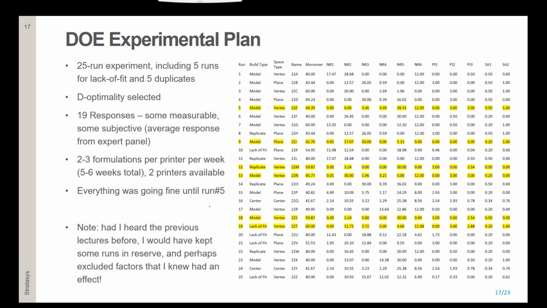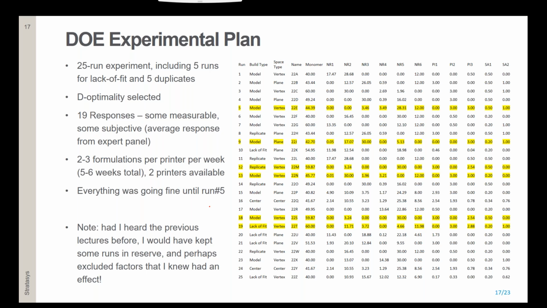For the screening, we used the optimality, and we had 19 responses. Some were measurable, like the mechanical properties of the model materials, or viscosity was one of them, but most were subjective. That's one of the problems that we have, that the quality of the printing can only be assessed by an expert panel, which is good for screening, because during screening you get either very bad models or very good models, so there is enough variability for the expert panel to be able to judge.